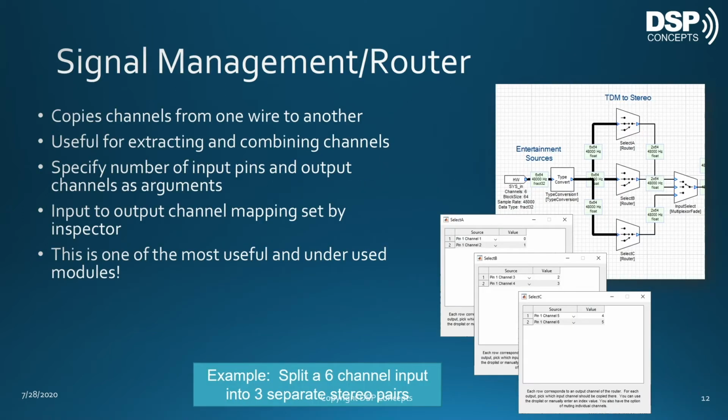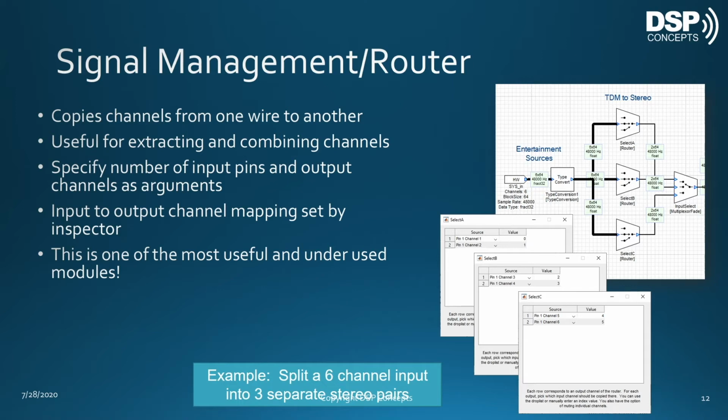Another important module is the router module. Conceptually, it copies channels from one wire to another, and it's useful for extracting, combining channels. You can basically reorder them at will. Now in this module, you specify the number of input pins as a module argument. The module has 1 output pin, and you specify the number of output channels as an argument. The input to output channel mapping is set by the inspector, and this is truly one of the most useful and underused modules in AudioWeaver Designer.